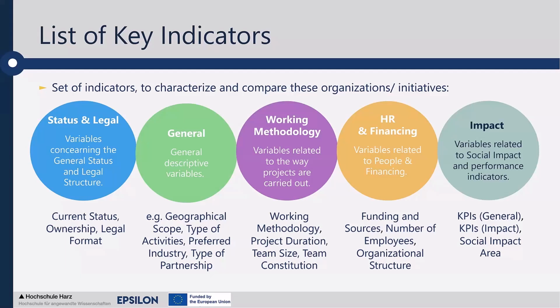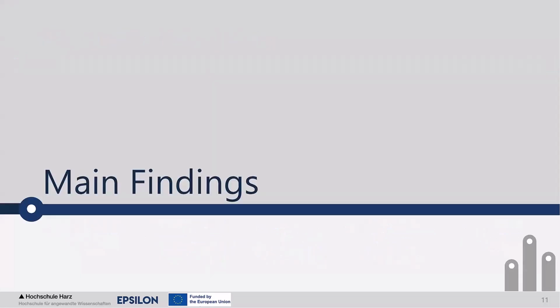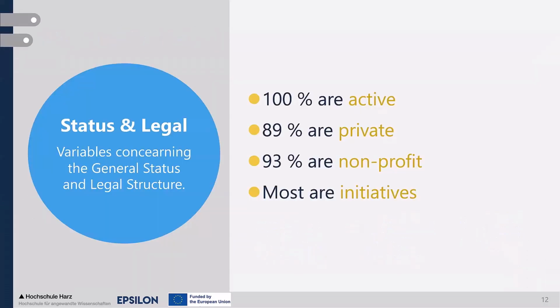So now coming to the main findings of our study. The main findings were, when it comes to the legal status, all the assessed initiatives were active, whereas 89% of them were working on a private level. So here, that means that you have private persons who do it in their free time without organizing themselves as a corporate, as a tax relevant organization.